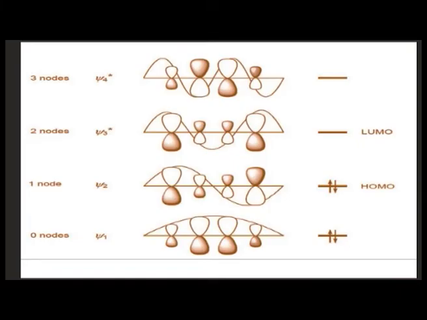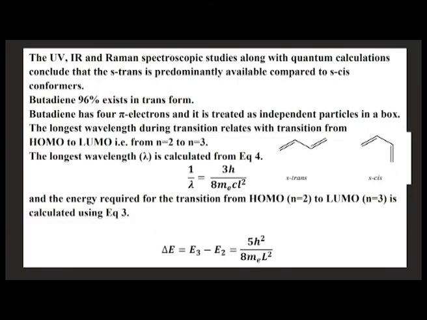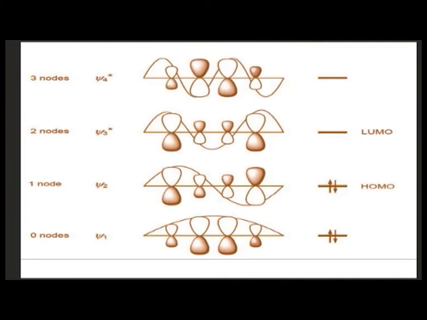The longest wavelength during transition relates to the transition from the highest occupied molecular orbital to the lowest unoccupied molecular orbital, that is n equal to 2 to n equal to 3. This is calculated from equation 4 and becomes 1 by lambda equal to 3h divided by 8mcL squared, and the energy required for the transition from the highest occupied molecular orbital to the lowest unoccupied molecular orbital is calculated using equation 3. The figure on your screen shows the wave functions of the 4 occupied or unoccupied orbitals corresponding to various states, assuming the particle in a box model.